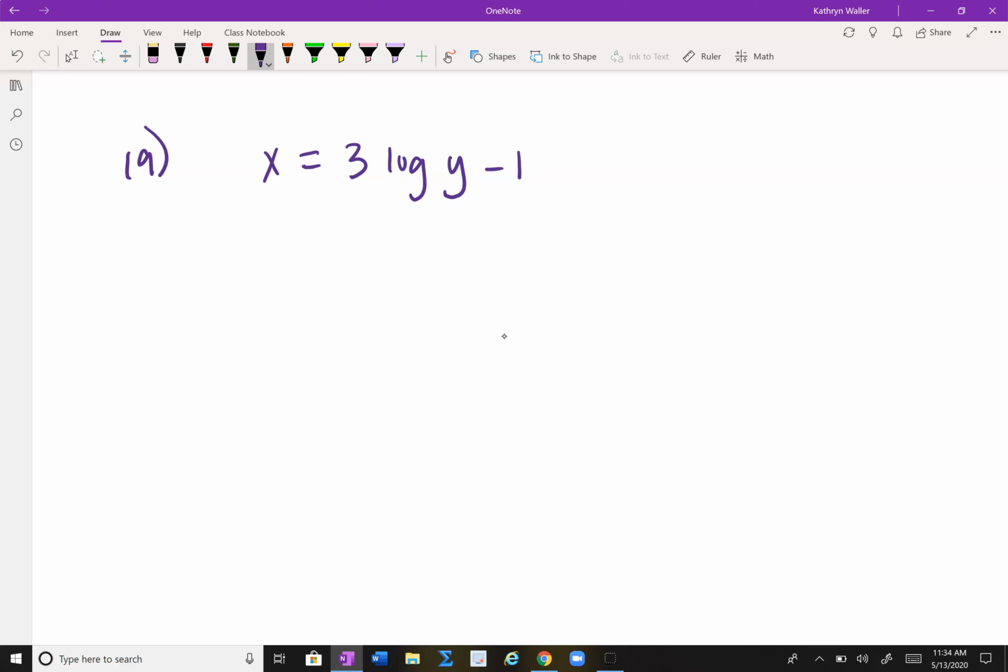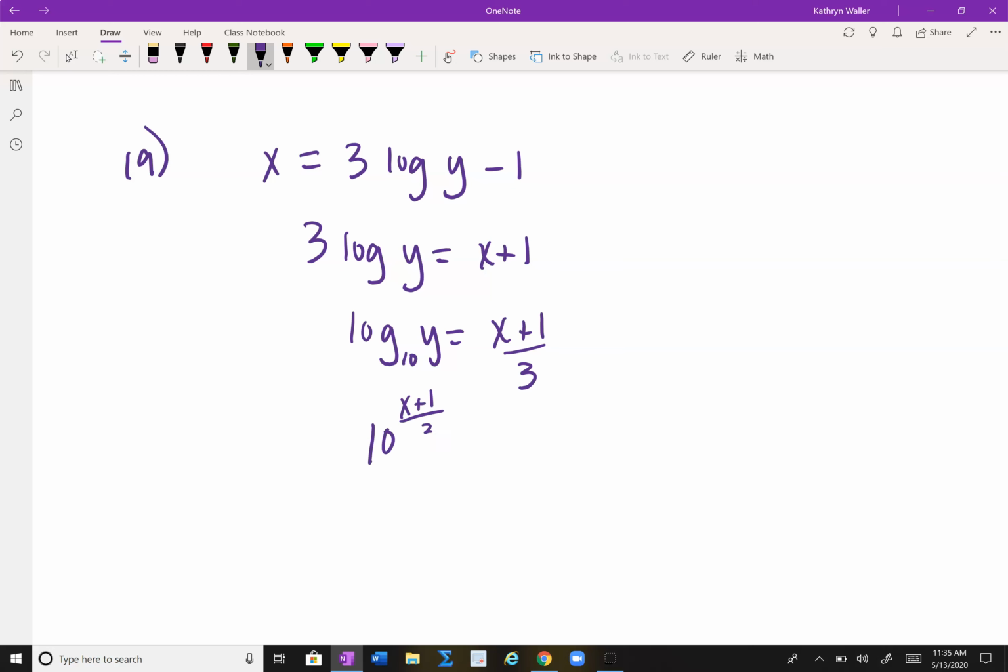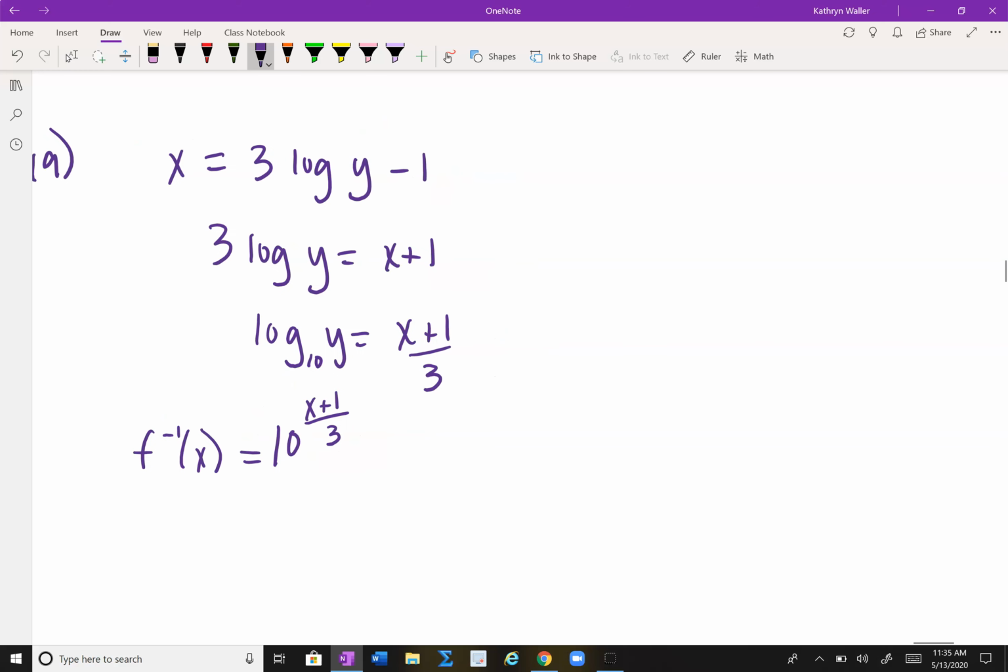So I'm going to move my 1 over, and I get 3 log y equals x plus 1. Divide by 3. So I have log y equals x plus 1 over 3. And now I'm stuck, so I'm going to convert it. So it's log base 10. So it's 10 to the x plus 1 over 3 is equal to y, which is your inverse. So it looks like that, okay? And that is a little more tricky than I think it needs to be.